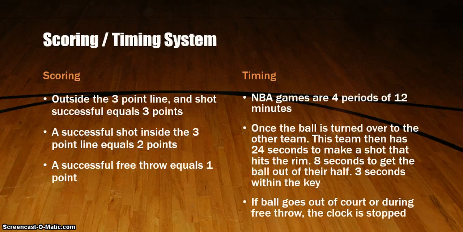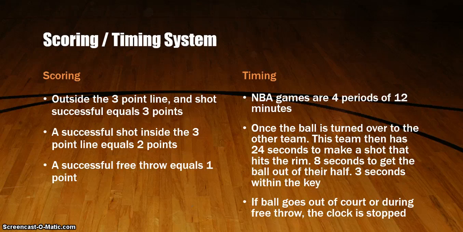Scoring. On the court you have different lines. Outside the 3-point line, a successful shot equals 3 points. Then a successful shot inside the 3-point line equals 2 points, and a successful free throw equals 1 point.